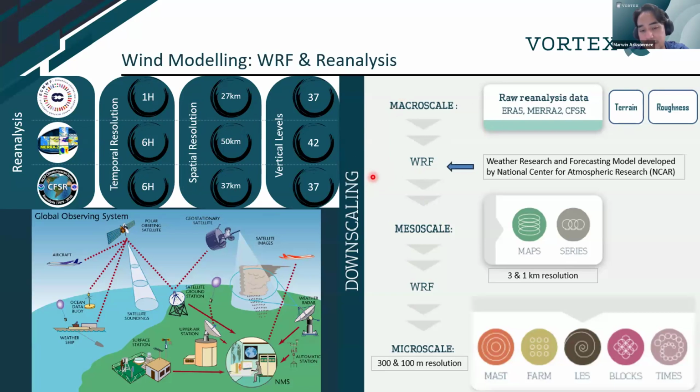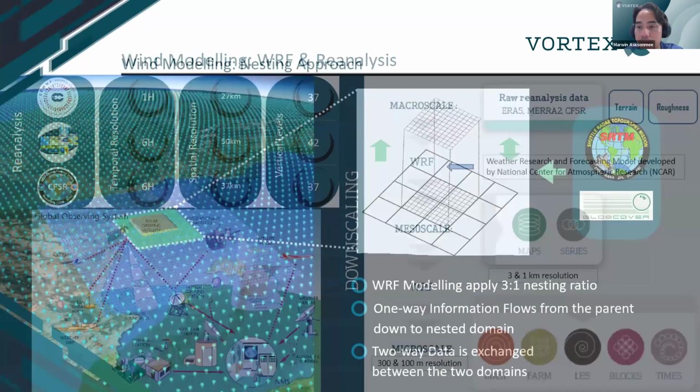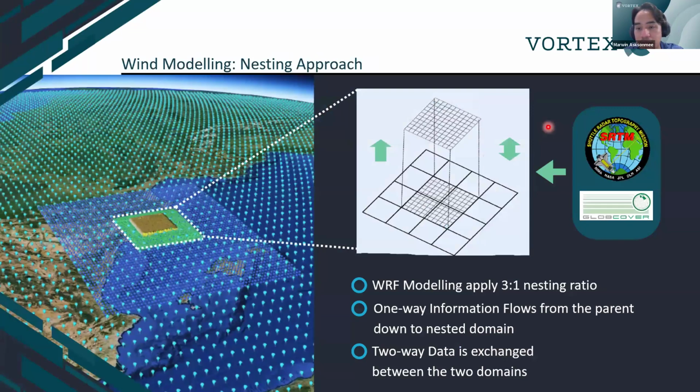In terms of our downscaling methods, of course, we are using WRF modeling to downscale. We input three sources of data, mostly with ERA5 by default, because it has the best temporal and spatial resolution. Then we input the topography, or SRTM, and we also input the land use maps, or GlobCover. These are the input data.